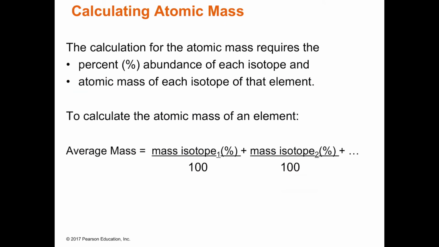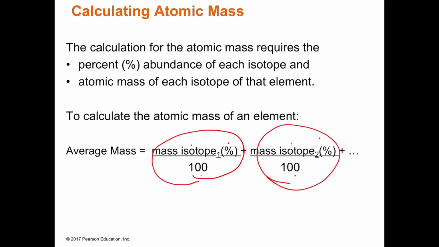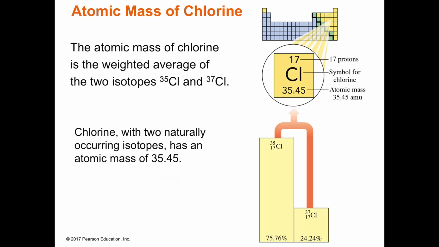So our average mass is going to equal the mass of the isotope times the percent over 100. And you're just going to keep doing that, mass times percent over 100, for as many isotopes as you have. And when you're calculating this, I would punch this into your calculator, then punch this into your calculator, and so on, and then add them all together later to avoid any calculation errors.